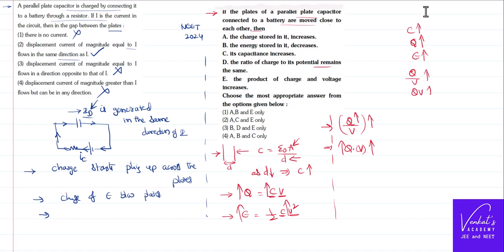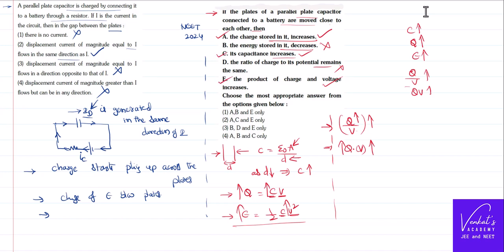Let us look at the options now. Charge stored in the capacitor increases is perfectly alright. Energy stored in the capacitor decreases is not right. It actually increases as capacity increases. Product of charge and voltage increases is correct. Ratio of charge to potential remains the same is not right. It actually increases, as we have discussed, Q by V. And then the capacity increases is correct. So A is correct, then C is correct, E is correct.